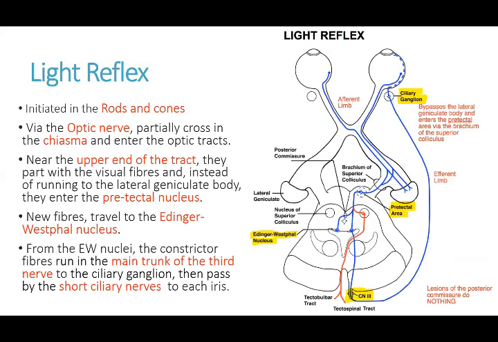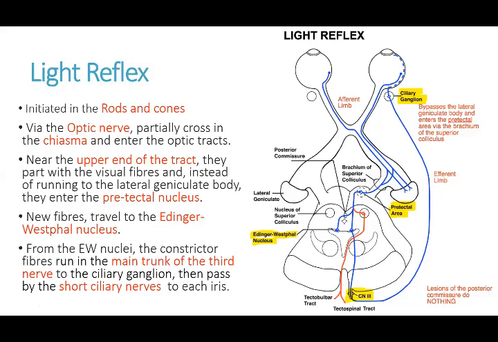Now, we'll talk about the light reflex. The light reflex is initiated, as we said, in the retina, in the rods and cones. Now, via the optic nerve, it partially crosses in the chiasma and then enters the optic tract, and they part from the visual fibers, and instead of running to the lateral geniculate body, they run to the pretectal nucleus. So some of the fibers are going to the lateral geniculate body, and the rest of them are going to the pretectal area.